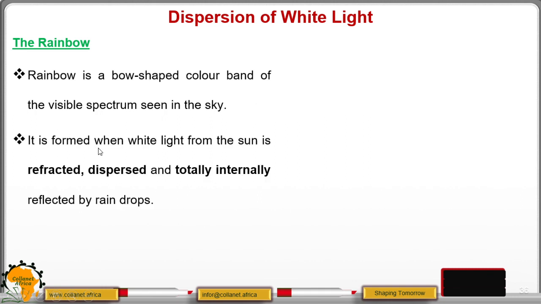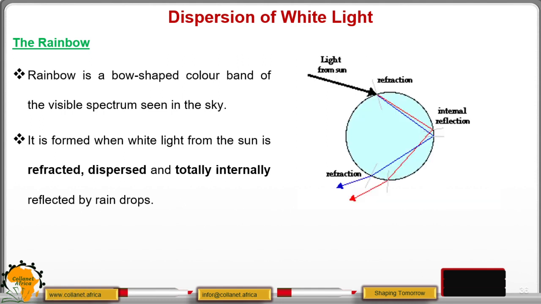This is formed when the white light from the sun is refracted, dispersed, and totally internally reflected by the raindrops. This happens when there is sunlight and there is rain. And this is what happens. The ray of light is coming from the sun. This is a water drop.